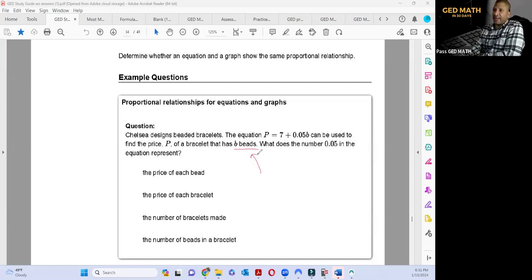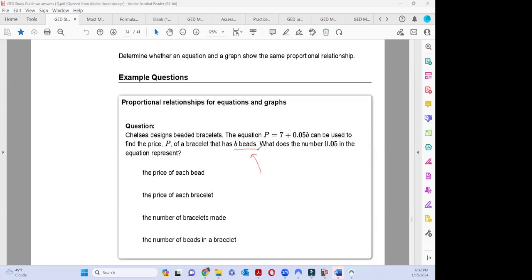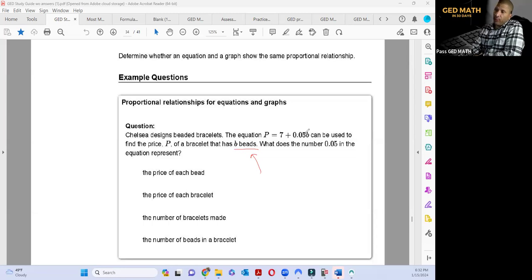So what they tried to do is the variable is B. It's telling you the answer. What is the 0.05? The price of each bead, the price of each bracelet. Well, B doesn't stand for bracelet. It stands for beads. So I'm multiplying 0.05 times the number of beads. The reason I'm doing that is because that's the price of each bead. Again, that's an easy problem.